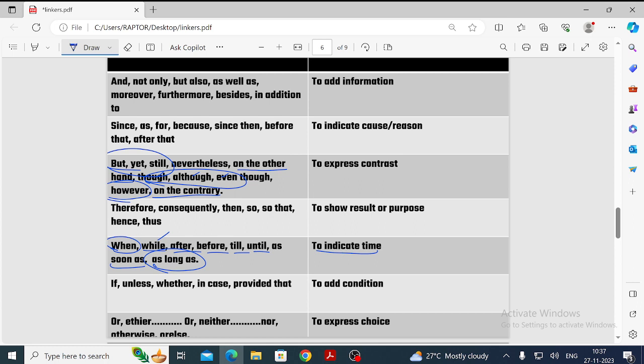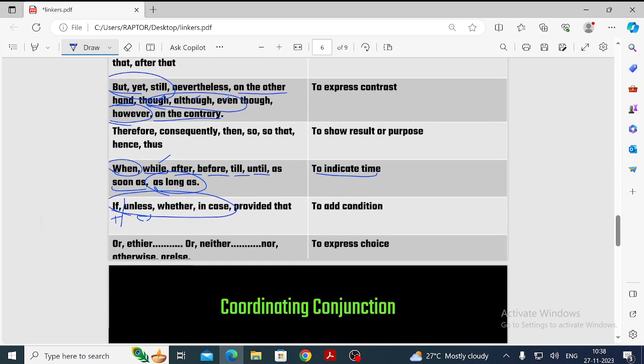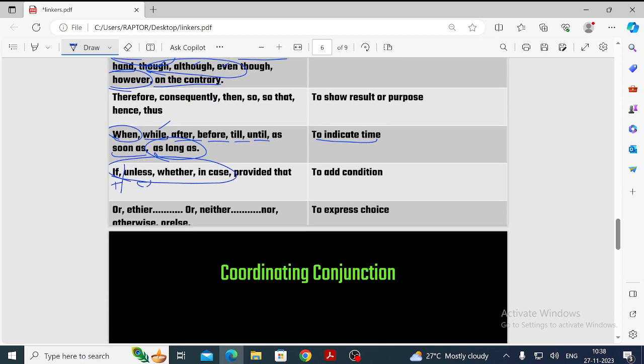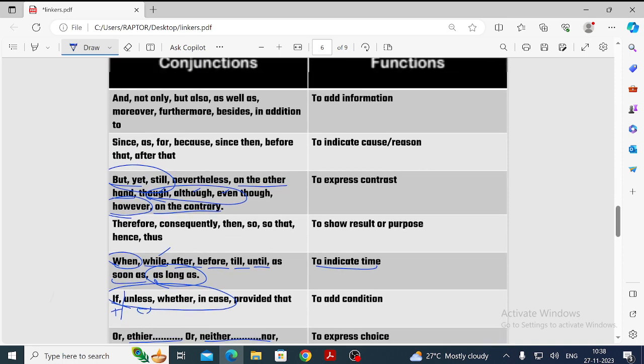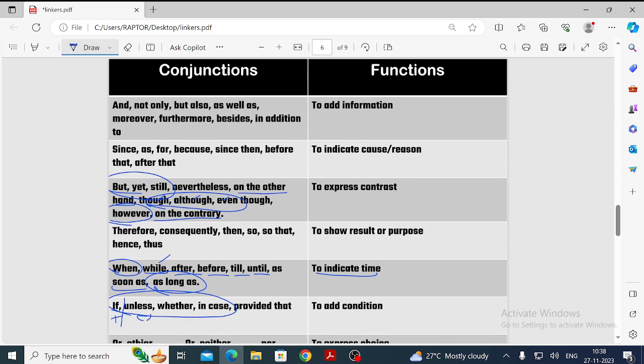And the next, condition: we have separated positive and negative conditions. If, unless, whether, in case, provided that. Most familiar ones, these four you have to remember: if, unless, whether, and in case. And then to express choices, there we have conjunctions like or, either or, neither nor, otherwise, or else. So my question: like 'and' and 'but', whether it is a subordinate conjunction or coordinate conjunction, my dear. But, and, coordinate conjunction. Not to see the note, just remember that.